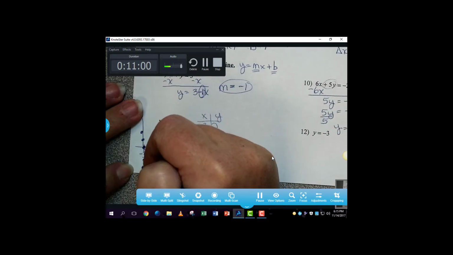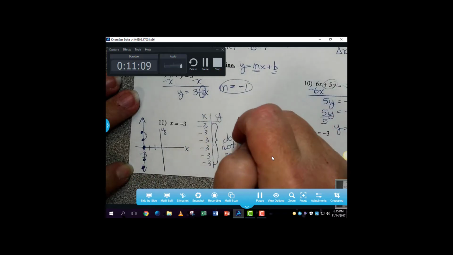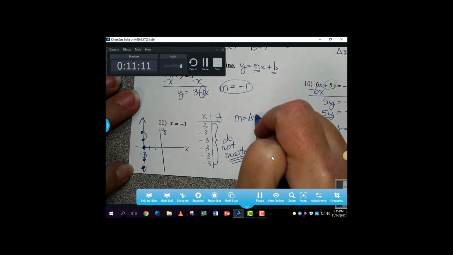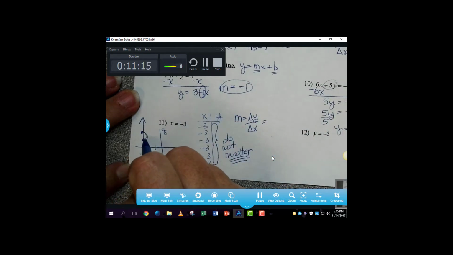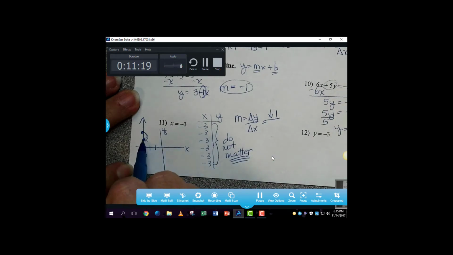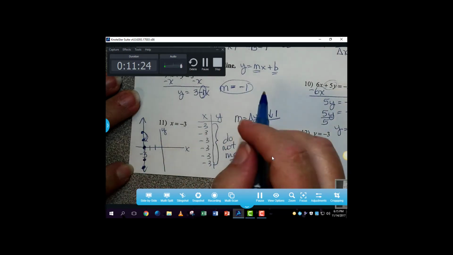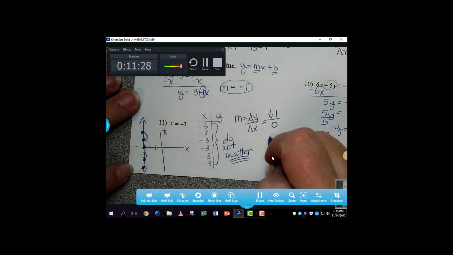Well, that's going to give me a vertical line. So if I move from this point to this point, I move down by 1. Okay, so I went down by 1. However, how do I move left or right? I don't. So that means my change in x was actually 0. I cannot divide by 0. That is undefined.